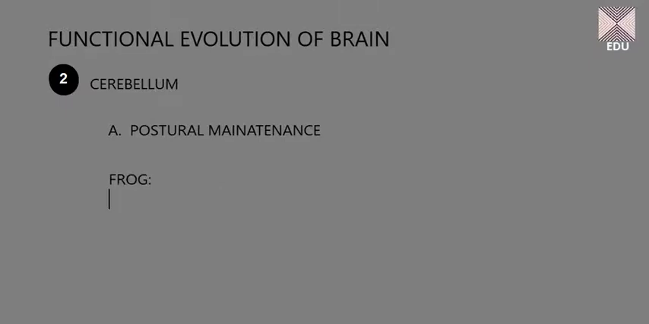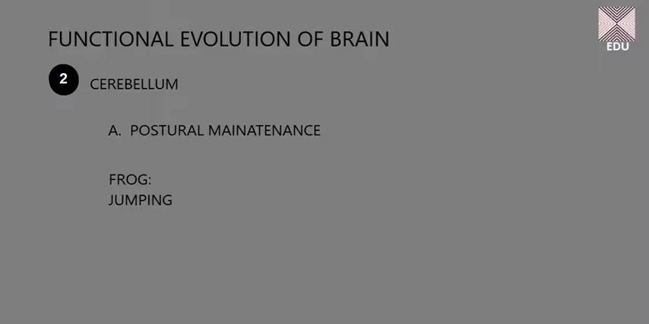Now students, we have the example of the frog. Now in the case of the frog, jumping is a very important aspect of preying, of the movement. So this is a very important physiological movement in the case of the frog.